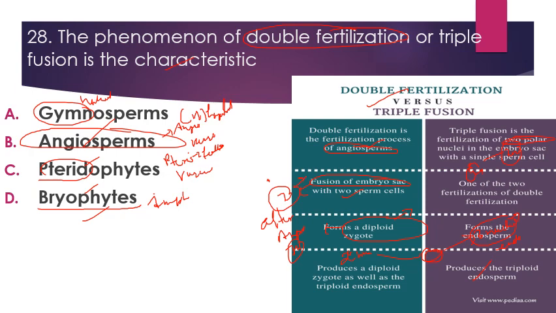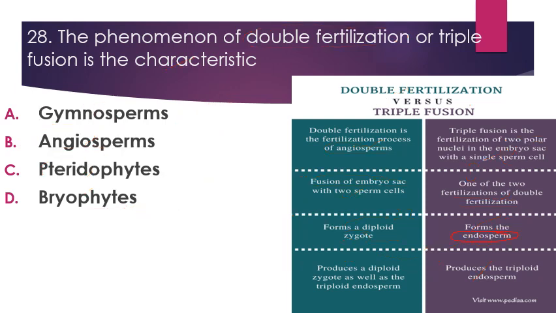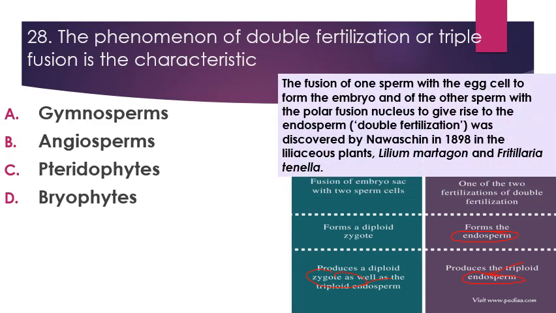And one of the two fertilizations of double fertilization occurs in case of triple fusion. This double fertilization leads to formation of diploid zygote, while this triple fusion helps in formation of endosperm. This double fertilization produces zygote as well as triploid endosperm, while this triple fusion produces only triploid endosperm. So these are the differences between double fertilization and triple fusion.